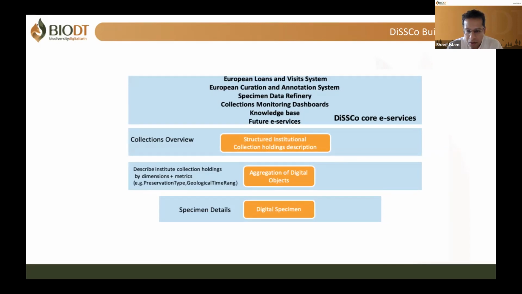So some of the DiSSCo services we're looking into will have an integrated entry point for people to find these objects and the digitization level, and they can request them. They can also help to curate and annotate these things. There will be a lot of different types of data refinery system, dashboards, knowledge base, and of course, different sorts of new e-services will be coming along based on these components.